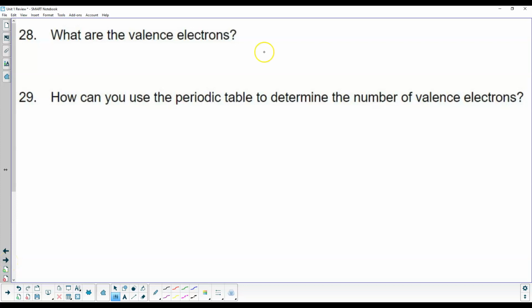Let's see. What are the valence electrons? Once again, we already said these are the ones in the outer energy level, the ones on the outside. How can you determine the number of valence electrons using the periodic table? We just looked at that, didn't we? If you count from left to right and skip that middle block, that D block, most of them have one or two. Most of them are two. Some of them are one. Some of them have different numbers. I won't ask any from the middle, but just count left to right: 1, 2, 3, 4, 5, 6, 7, 8. Easy.